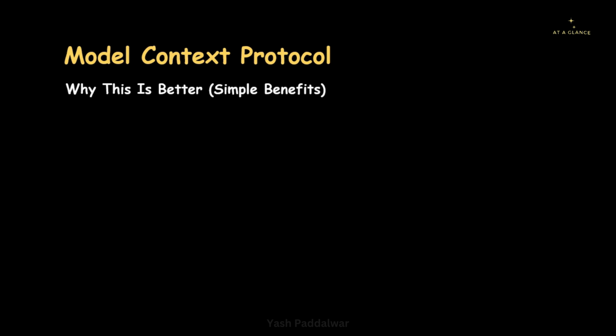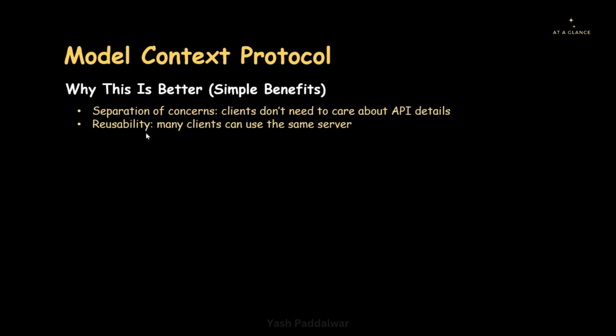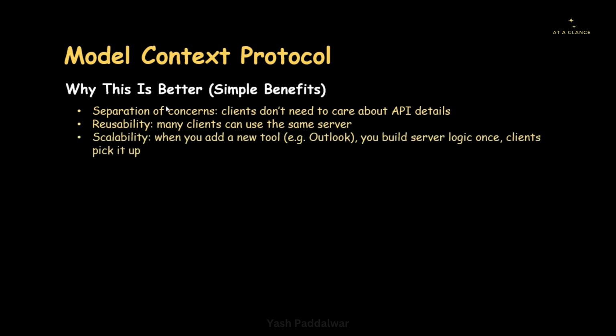See some simple benefits that we get from MCP, and why it is considered better than traditional tool calling. Separation of concerns: the client doesn't need to care about the API details. The logic is not defined by the client, it is defined by the server. Reusability is the most important and most critical aspect of MCP. Many clients can use the same server. They don't have to care about the logic, and the reusability can be done in any number of AI applications.